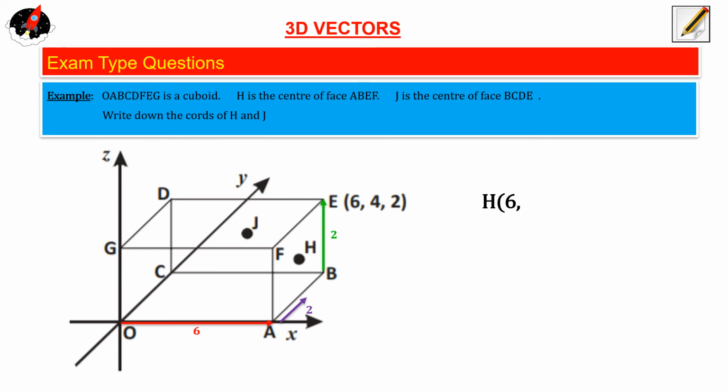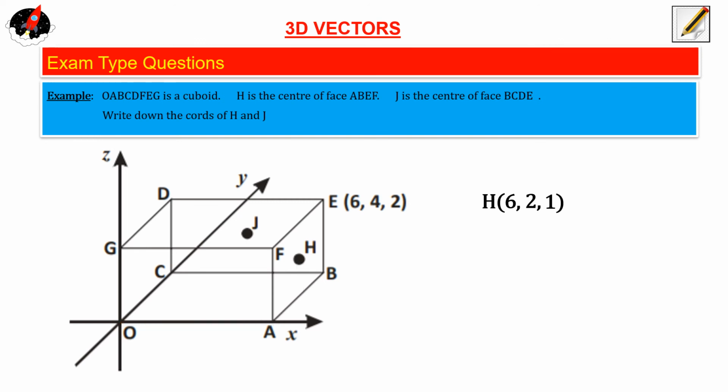And then lastly we need to go up. So we're going in the same direction as edge BE, which has a length of 2, but we're only going halfway up, so therefore we only need to go up a distance of 1. So that gives us the z component, the height of point H. So therefore H has the coordinate points 6, 2, 1.